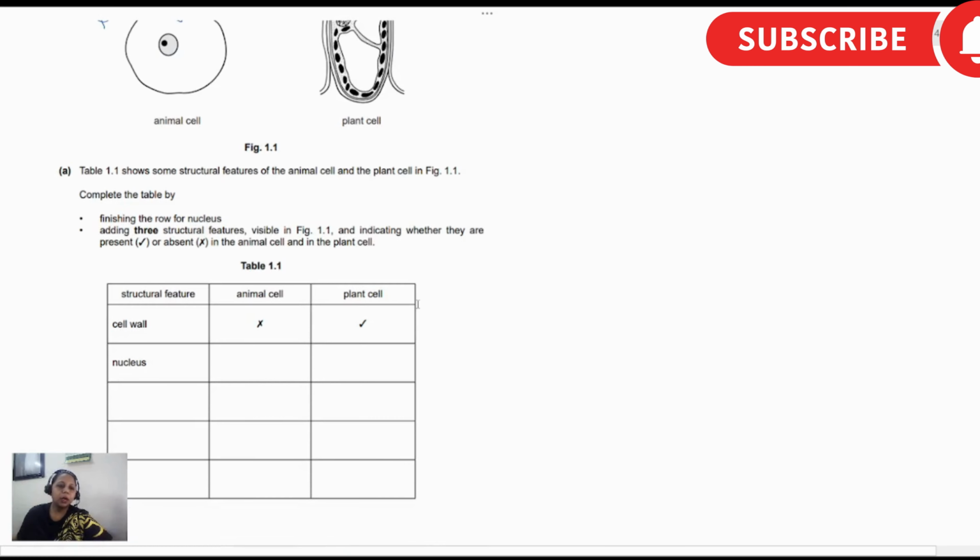Okay, let's do a tick and cross in this one. So we have to add three more structures from our side. So we say the cell wall is absent in animal cell but present in plant cell. What about nucleus? They're both present.